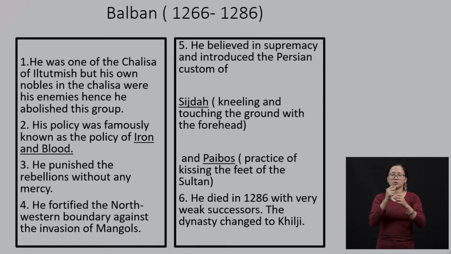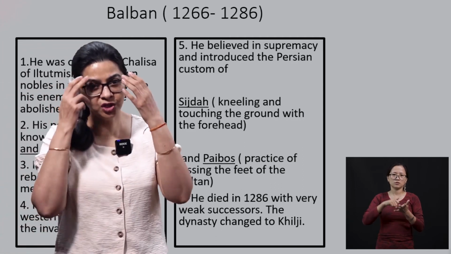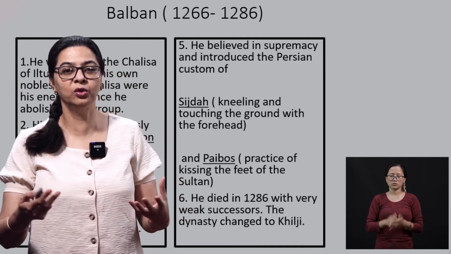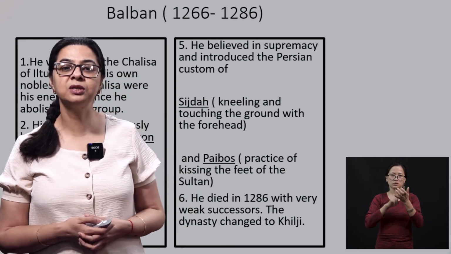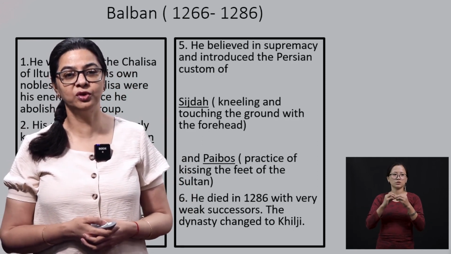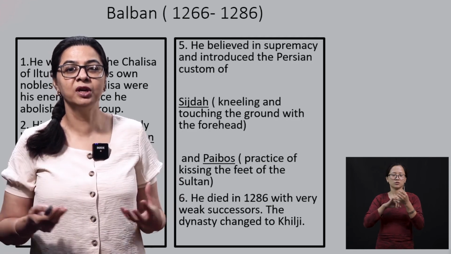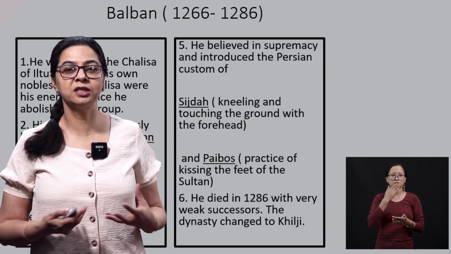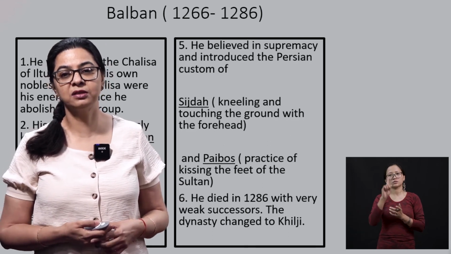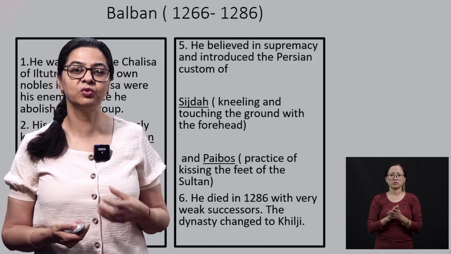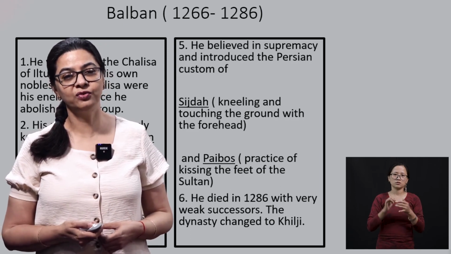Then he believed in the supremacy and introduced the Persian custom of sajda. So sajda is when you're kneeling and you're touching your forehead on the ground where your sultan is sitting. So that is sajda. And paibos is when you're kissing the feet of the sultan. So he believed that the sultan is just like a god. He died in 1286, but his successors were very weak, and that is why we had the Dynasty of Khilji.